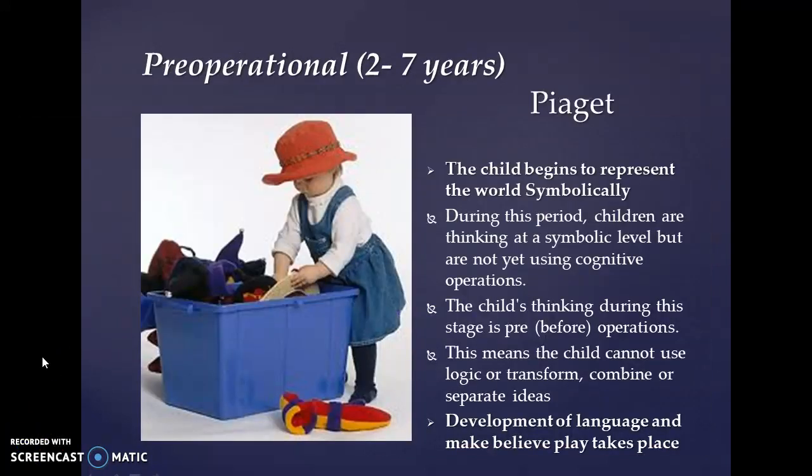The second stage of cognitive development is that of the pre-operational stage, 2 to 7 years, where the child begins to represent the world symbolically. So they're a little less literal than when they're just using their senses. During this period, children are thinking at a symbolic level, but are not yet using cognitive operations. So the child's thinking during this stage is pre-operations, like it says. The child cannot use logic or transform, combine, or separate ideas. And this is when development of language and make-believe play takes place.